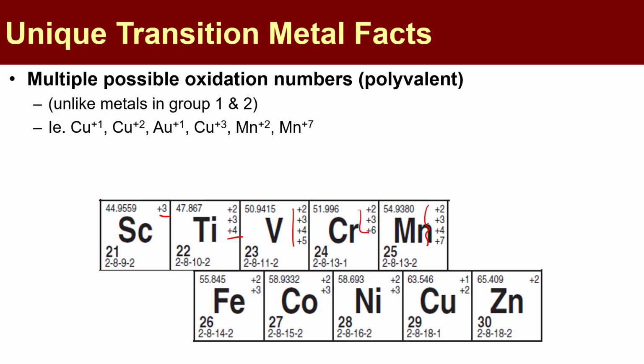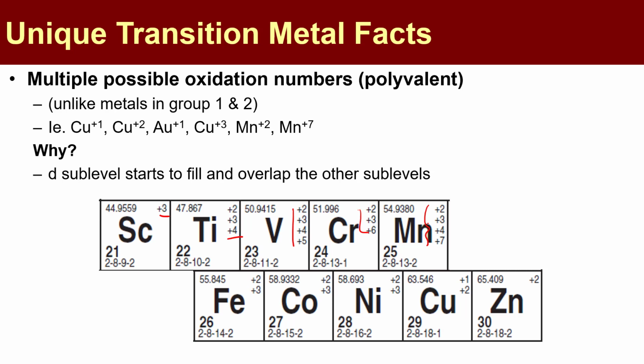Well, that means that there are multiple ionic forms that these elements can take when they become ions. That is due to the D sublevel starting to fill and overlap all the other sublevels, and electrons start getting taken not only out of the S sublevel, but also out of the D, so they give them some flexibility on how they can create compounds during bonding.